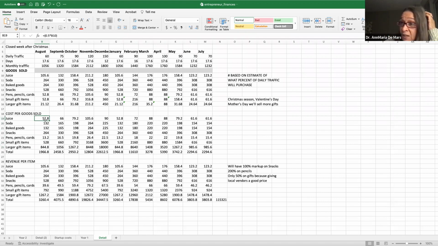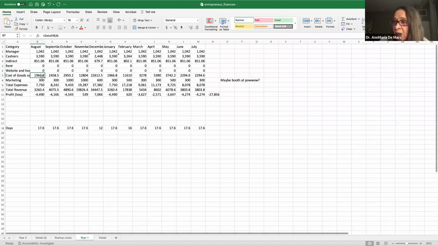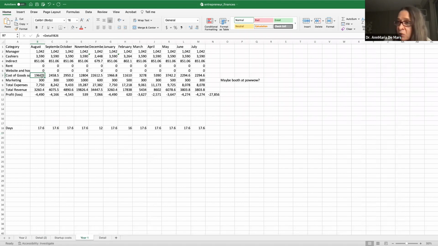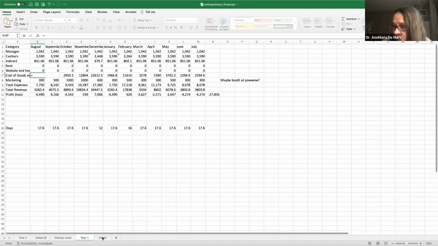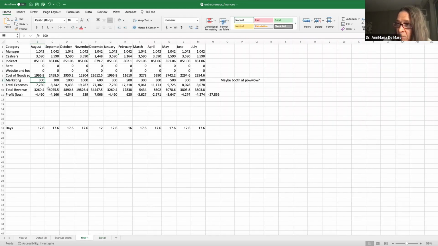And then I multiplied the cost of each thing times the number of them. It's a lot of numbers, but it's just thinking about how much juice I will sell and how much each of those will cost me. When I add all these up, this gives me the cost per good sold. I can go here and you can see this just matches up. I can just do equals, this right here. And that's it.